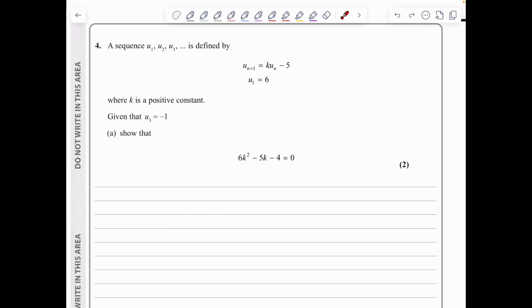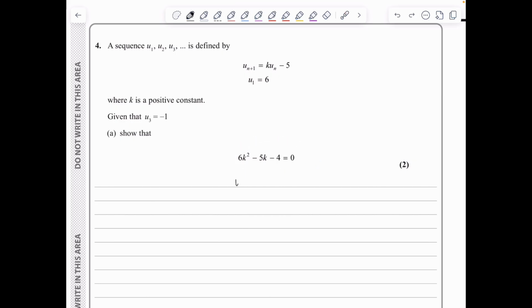In question 4, we've got a sequence defined recursively here. u(n+1), the next term, is k times the previous term minus 5. And we start with the first term being 6. k is a positive constant. And given that the third term is negative 1, we need to show that this leads to 6k squared minus 5k minus 4 is 0.